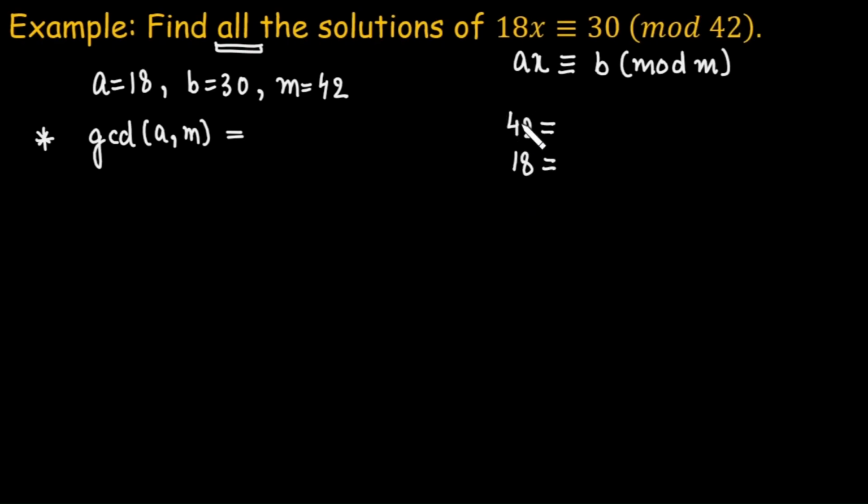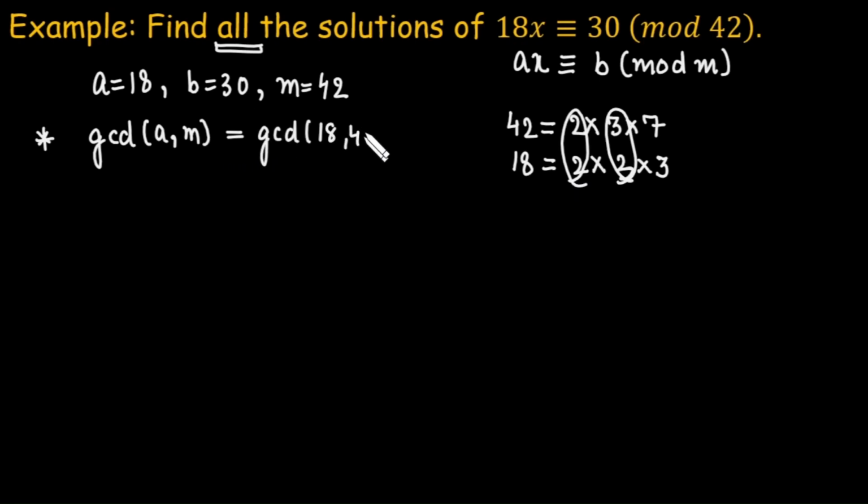What is the prime factorization of 42? 42 is written as 2 into 21, and 21 is written as 3 into 7. Whereas 18 is written as 2 into 9, and 9 is written as 3 into 3. Common factors are 2 and 3. So the GCD of 18 and 42 is equal to 2 into 3, that is equal to 6. So this is the value of D.